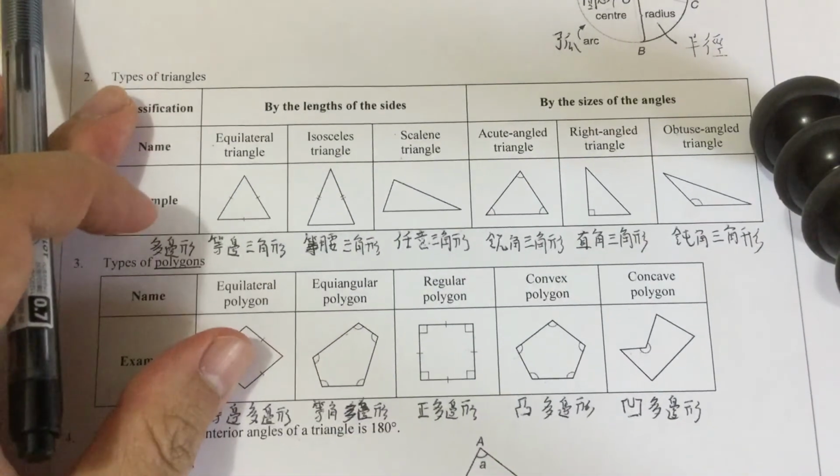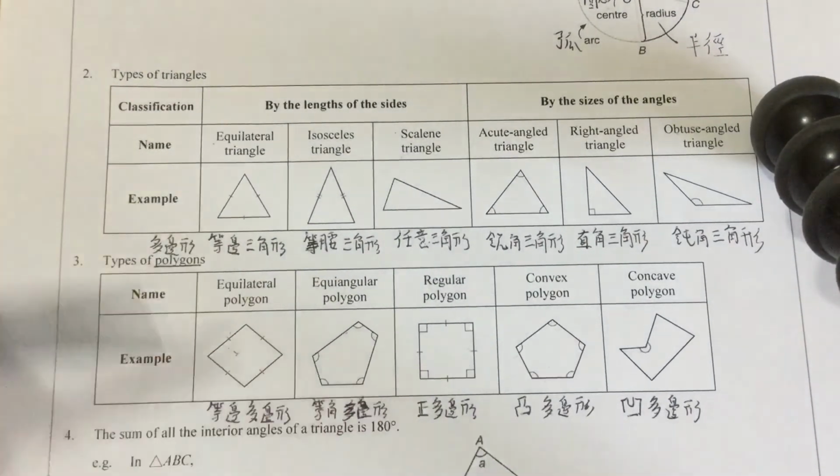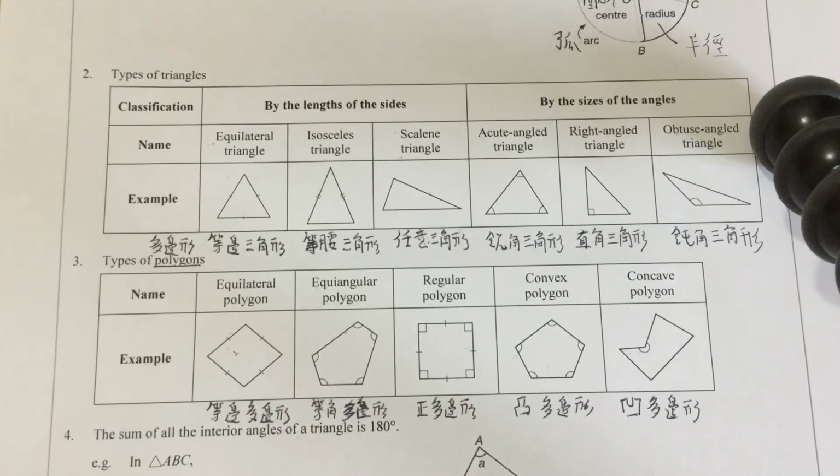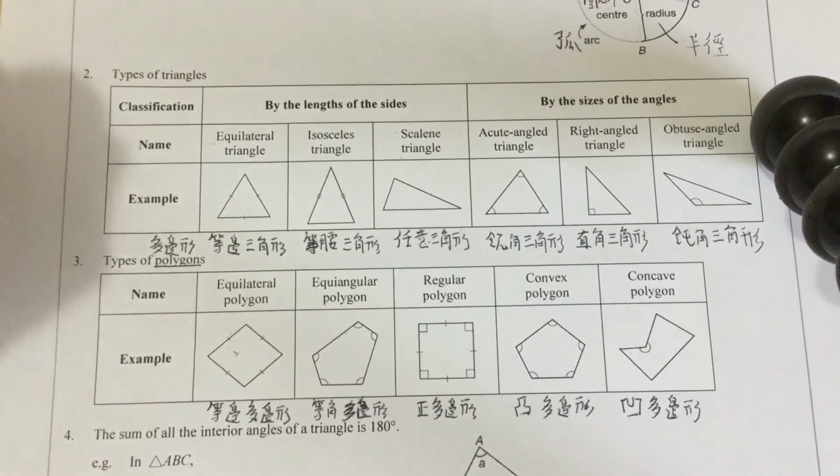Okay, so these are the names of all these circles, triangles, and polygons. Before you do the exercise, first of all, learn these words. In the next video, we will have some exercises about these words. So pay attention. Okay, and thanks for watching.